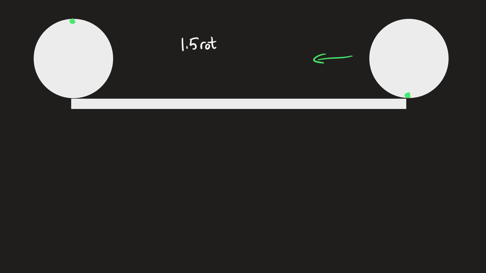Now, you know things. 1.5 rotations means the wheel traveled how many circumferences? Good job, 1.5 circumferences. Right, it went one full circumference, then another half circumference. How do you calculate circumference? 2 pi r. So if I take this and multiply by 2 pi r, I will get how far this goes, right? So tell me the distance.